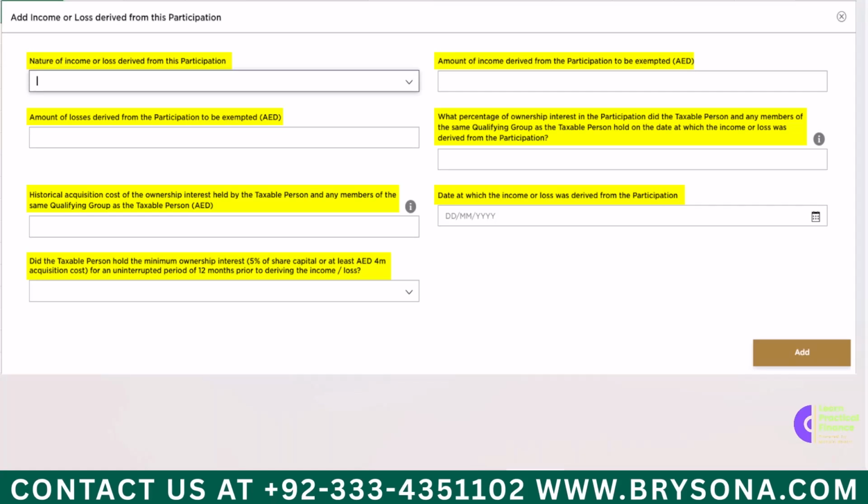And the seventh one is, did the taxable person hold the minimum ownership interest, which is 5% of share capital, for at least 4 million AED, which will be the acquisition cost, for an uninterrupted period of 12 months prior to deriving the income or loss.